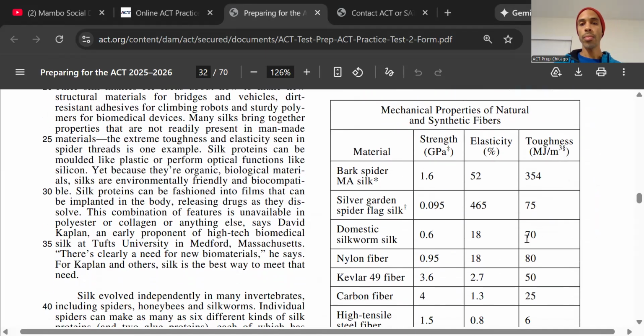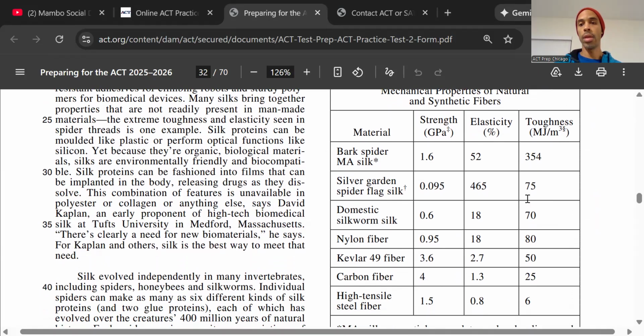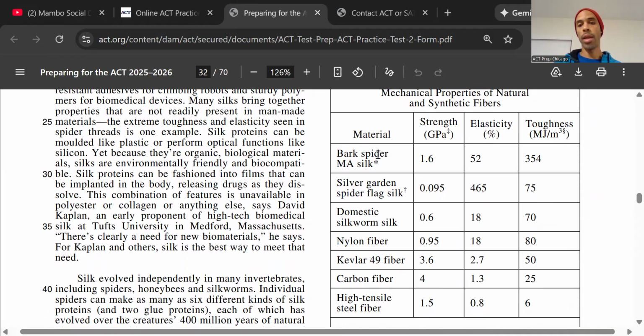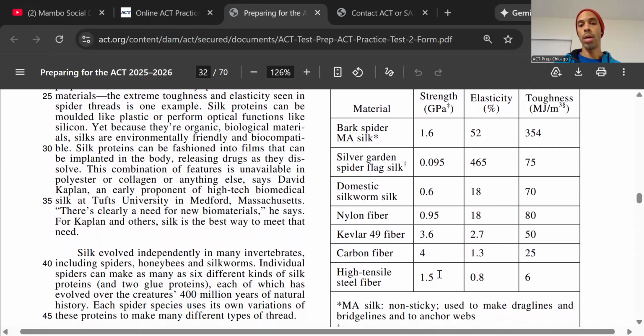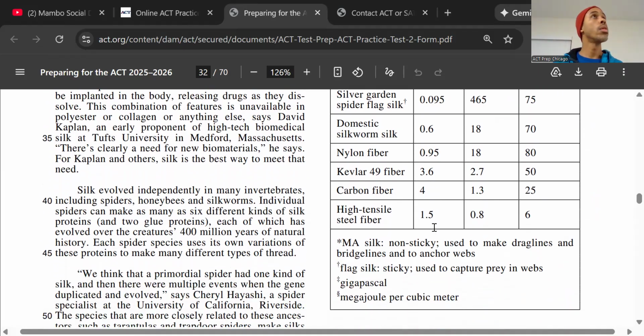Wow. And here's a graphic to show the strength and elasticity and the toughness of different spider webs. And you can see the bark spider, which they started out in the beginning talking about, the Madagascar bark spider, had a web that was really tough. Wow, 354 toughness. That means it was really strong. Wow, strong like Kevlar. Wow. And carbon fiber. Wow, that's interesting.